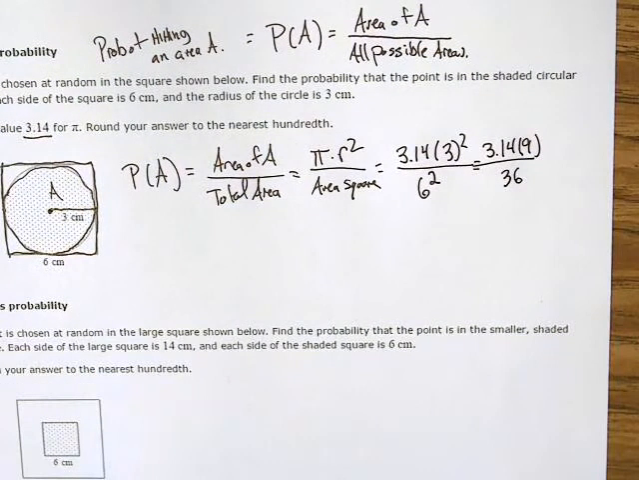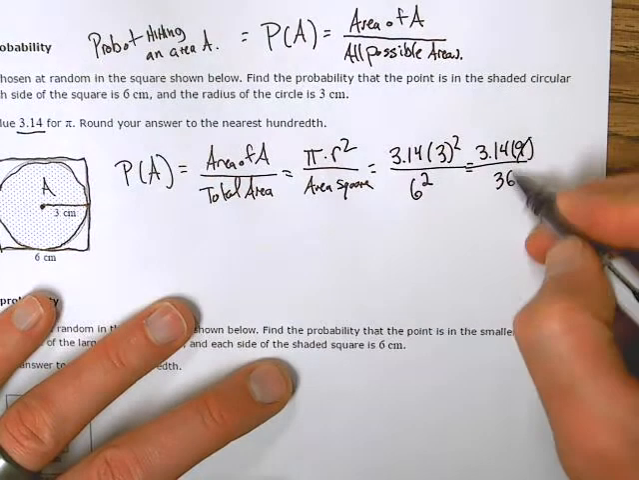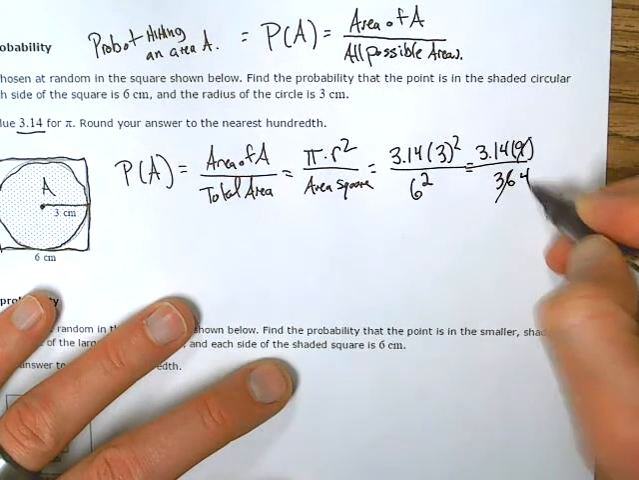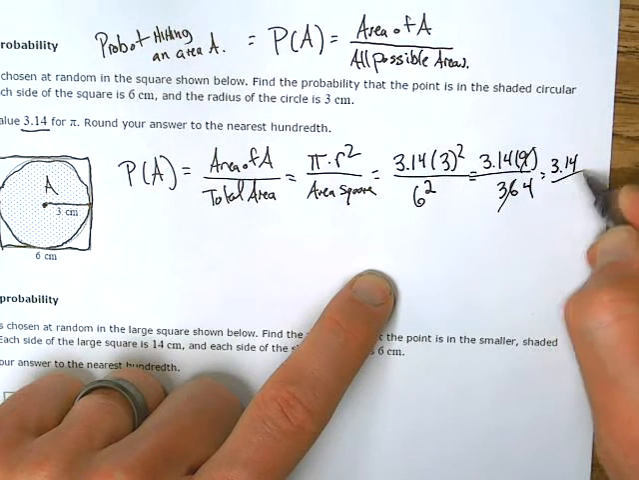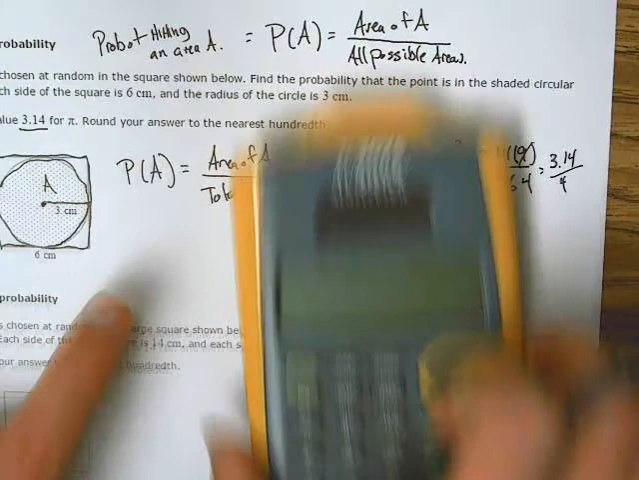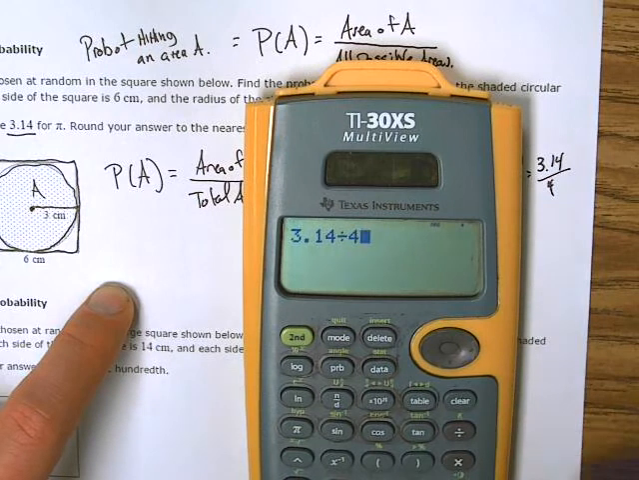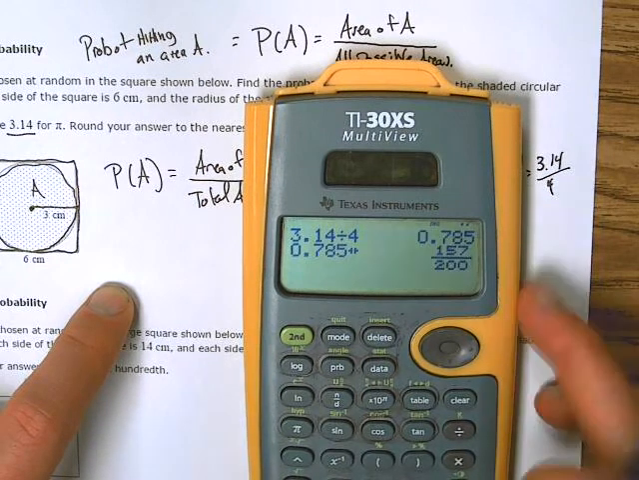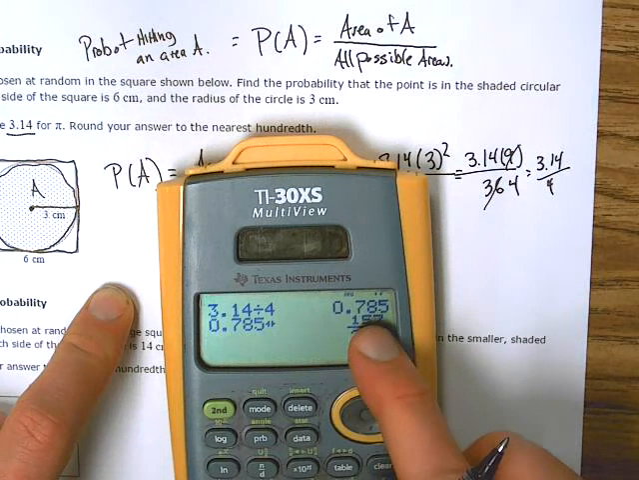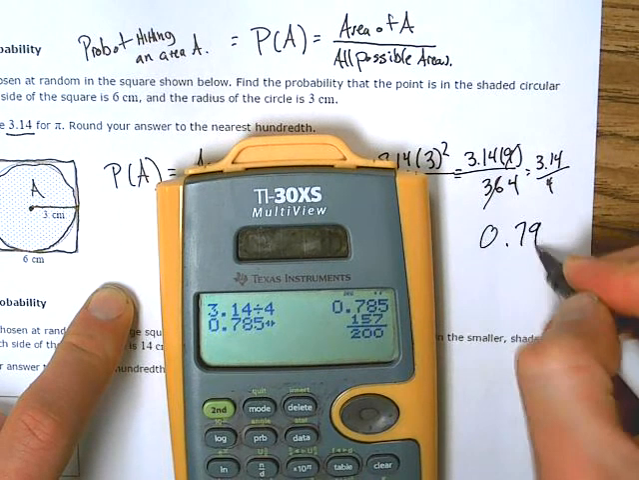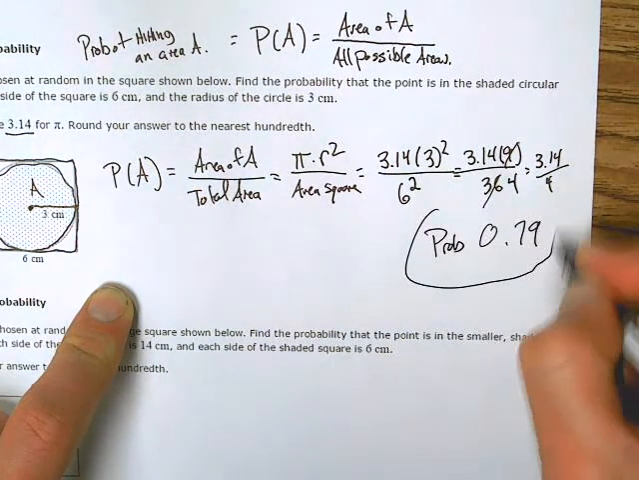Actually, we can reduce this, right? Can't we go 9 into 36, 4 times? And so it turns out to be just 3.14 divided by 4. And so if I do that, 3.14 divided by 4 to the nearest hundredth, that would be 0.79. So 0.79 is that probability for this problem.